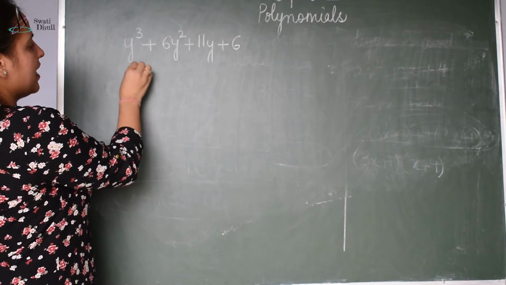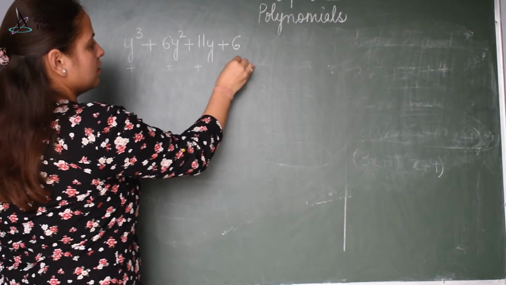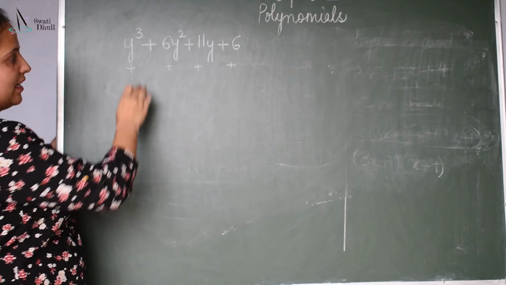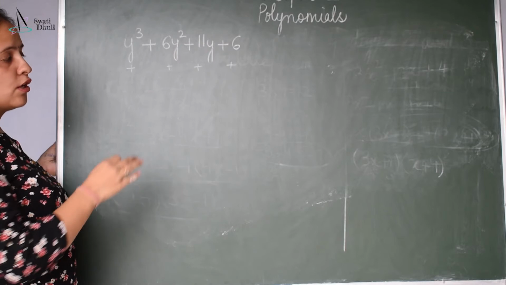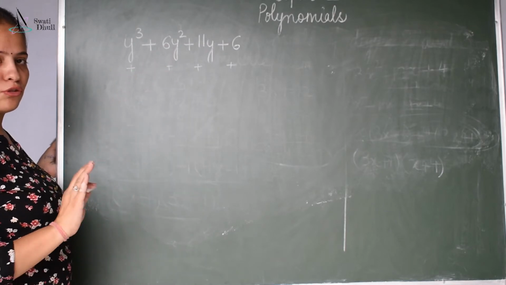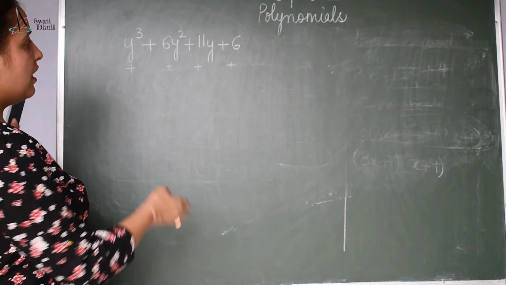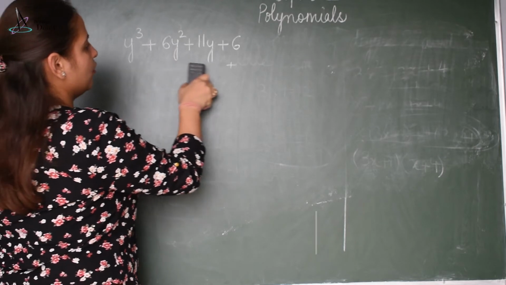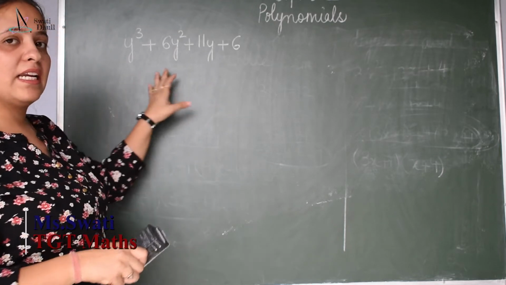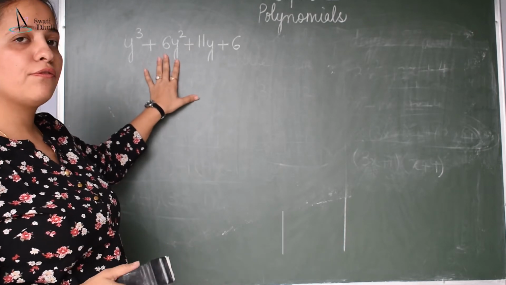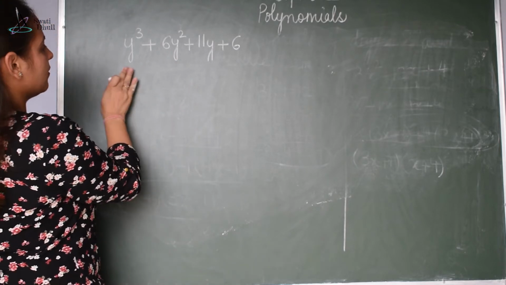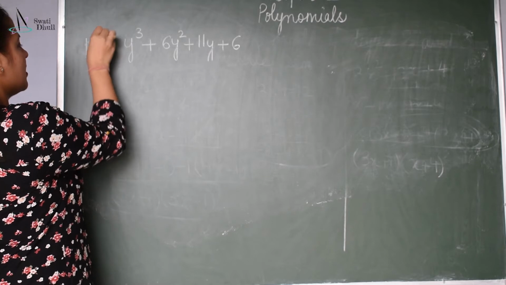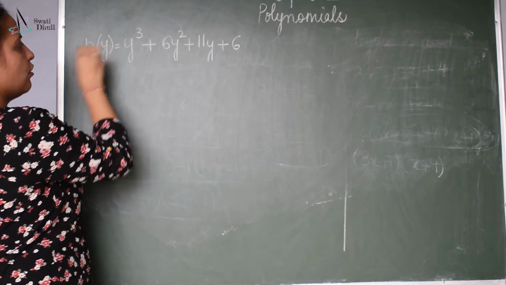If I put all positive values, this will be positive, this and this, all will be positive. So there will be a bigger value, and you won't get 0. If I put any negative value, then it might be possible that I get the value of this expression as 0. Let's say this is a polynomial p of y.